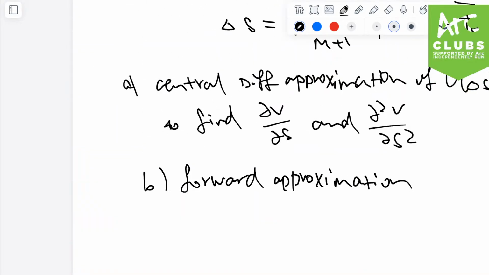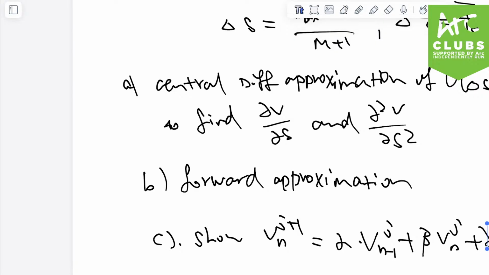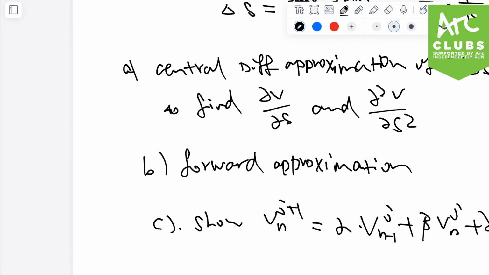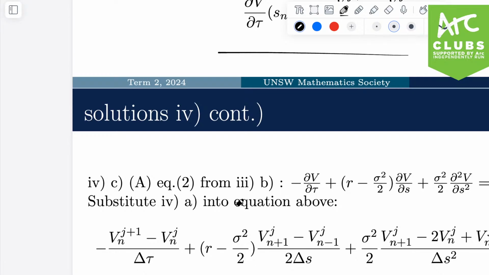And I think part C asks us to show that Vn of j plus 1 is equal to alpha times Vn minus 1 j plus beta Vnj plus gamma Vn plus 1 j, which is exactly the same as the lecture slide, but you just want to know how to find this yourself, right? So I will refer you to the lecture slide. I think I also wrote something here.